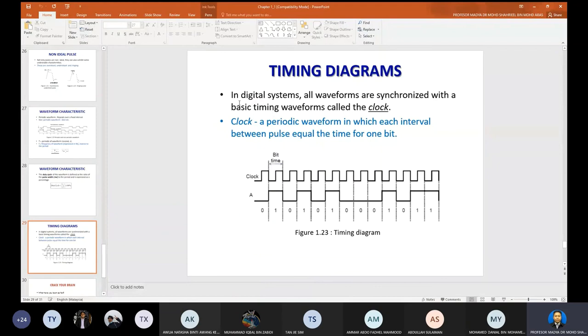When we design a digital system, we refer to this waveform, the clock. Based on our digital circuit, for example this one, you can write like this. That means this digital circuit refers to the negative going pulse. You can see the negative going pulse here. This one refers to the negative going pulse. This one is the positive going pulse.